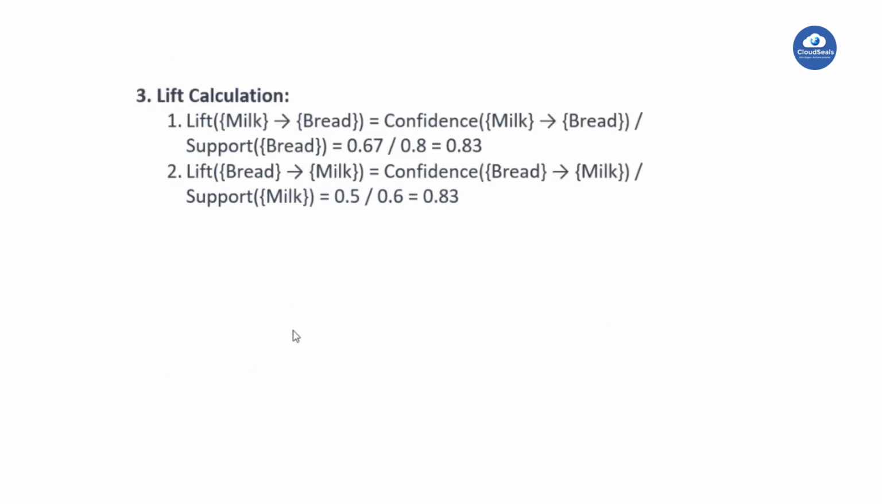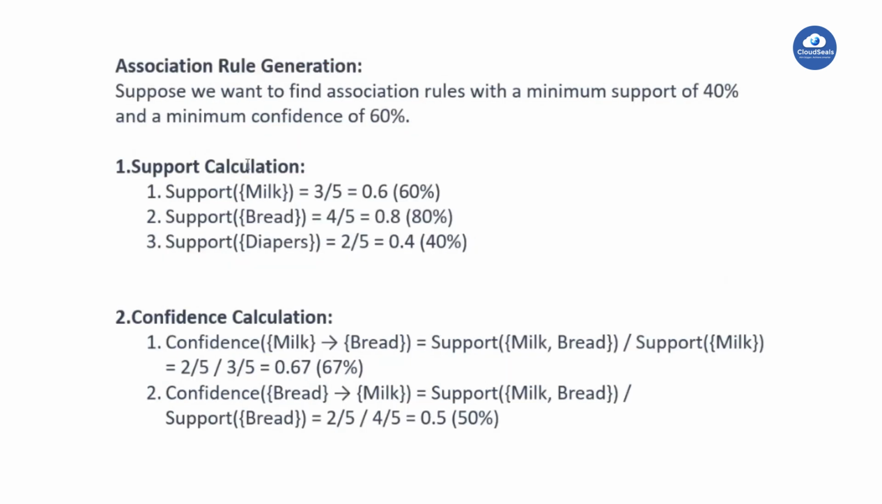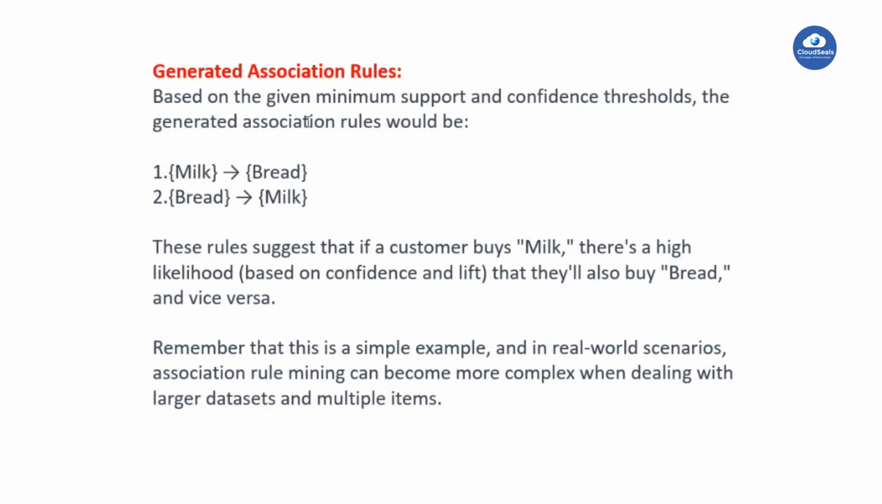Lift is just another metric: how many times, whenever milk is bought, they automatically buy bread. That is just information; we'll see how later. Based on the given minimum support and confidence thresholds, what are they? Minimum support is 40 and confidence is 60. The generated rules would be milk to bread and bread to milk. The rules suggest that if the customer buys milk, there is a high likelihood, based on the confidence and lift, that they also buy bread and vice versa.